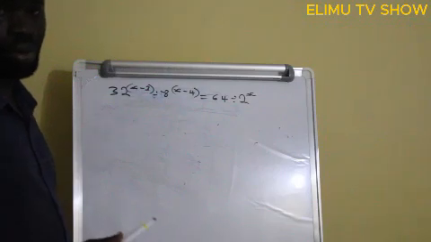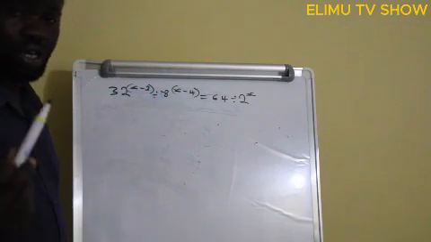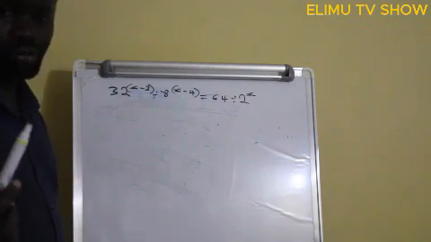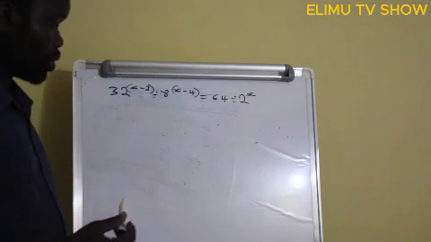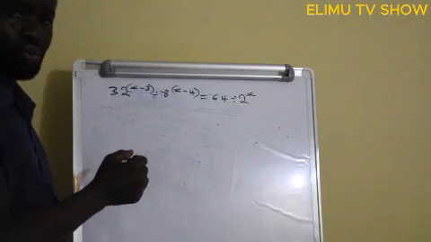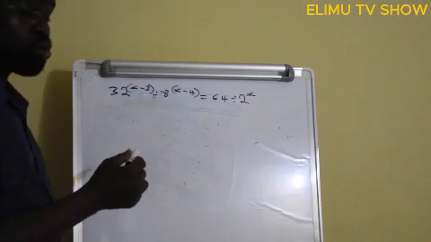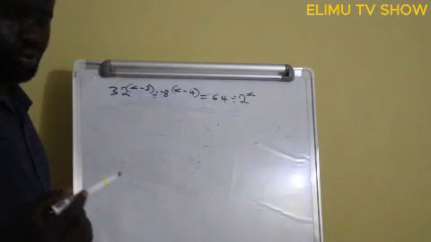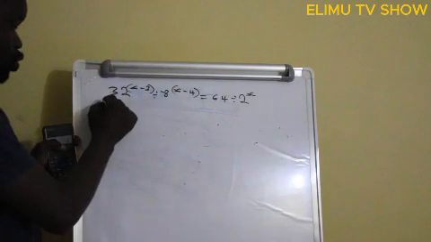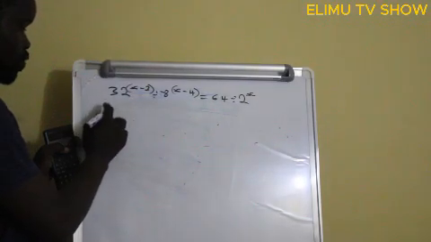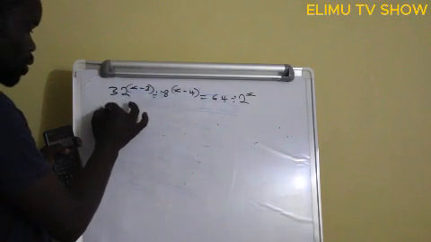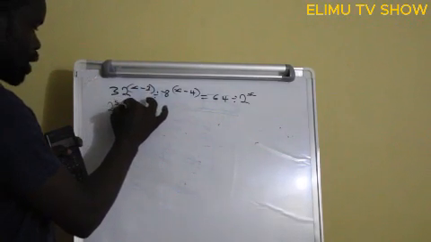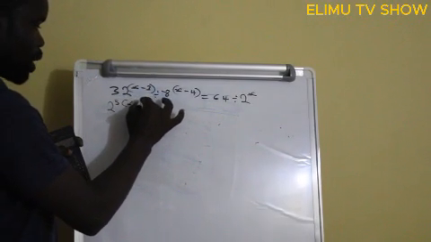So the first step, we have to make sure that everything is expressed into the same base. We are going to start with 32. 32, we can express it into base 2. So this one is the same as 2 raised to power 5 into bracket x minus 3.